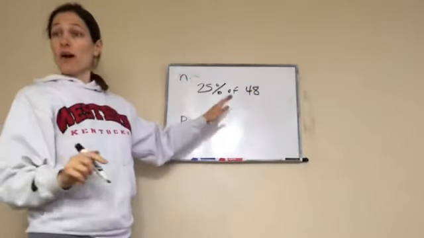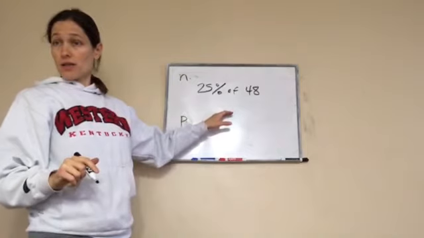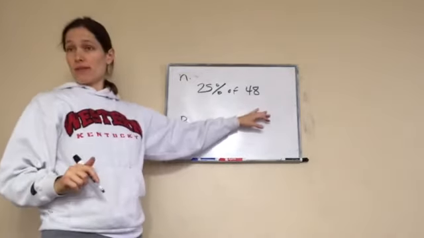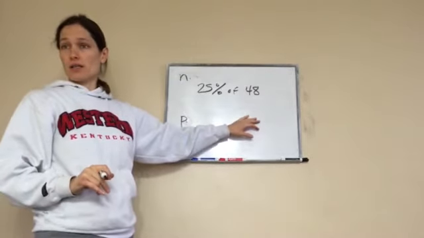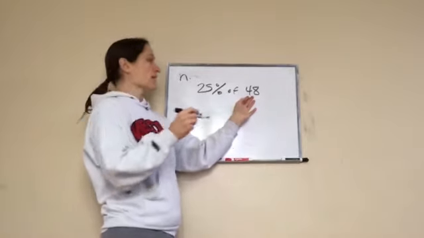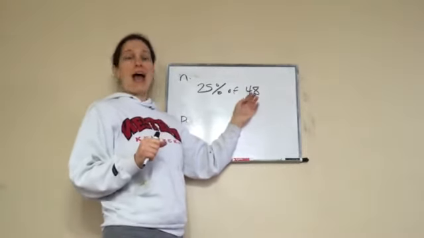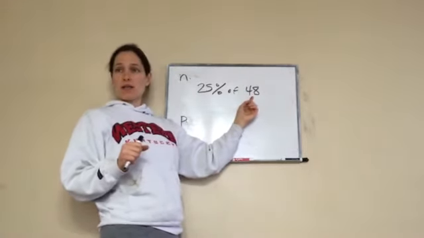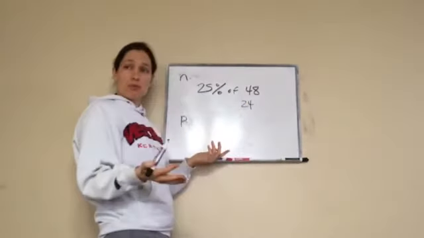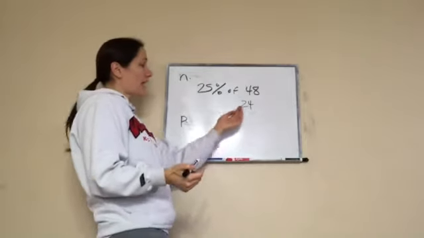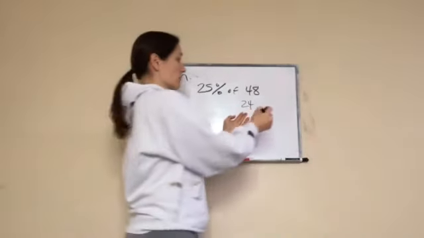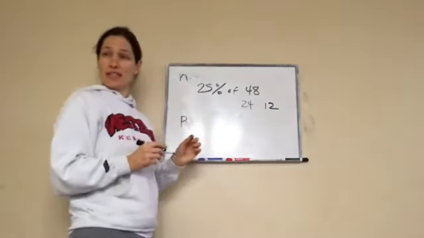Now, we know how to do it mathematically, don't we? Yes, but do we know how to do it mentally? No. So, watch this. What's half, Eli? What's half of 48? 24. Yep. Which would be 50%, right? And then half of 24 is 12. Very good. See how we did that?